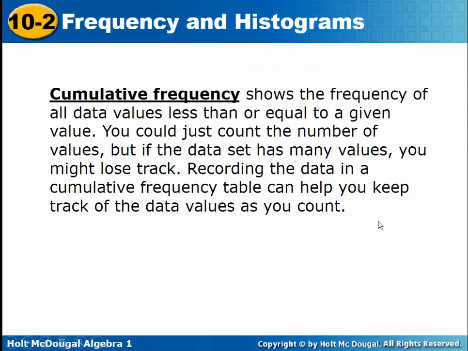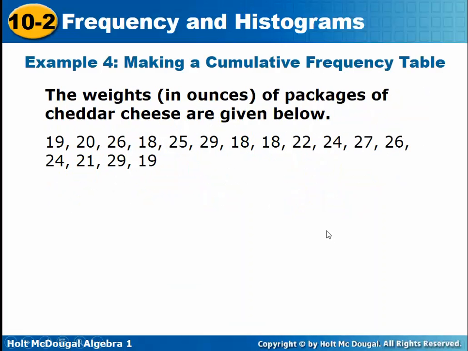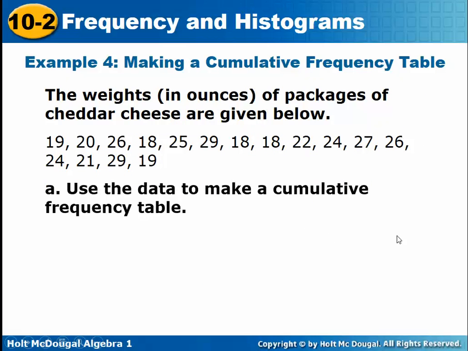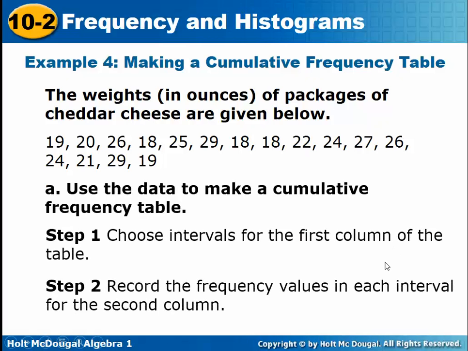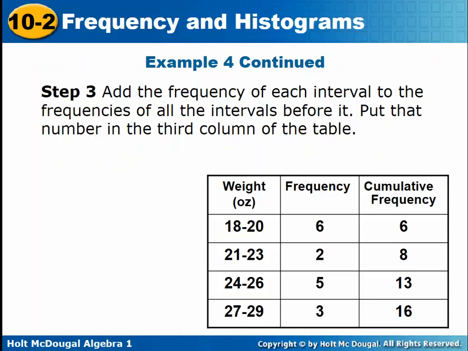Cumulative frequency shows the frequency of data values less than or equal to a given value. So you can just keep count as you go. If your data set has many values, you might lose track, and then it's nice to have a column in your frequency table to do that. So here's an example. If you have a bunch of weights, you can make a frequency table. You can decide on your intervals, just like before. Look at the lowest and highest in order to help you do that. Then you record the frequencies, and then finally you put your cumulative frequencies in there.